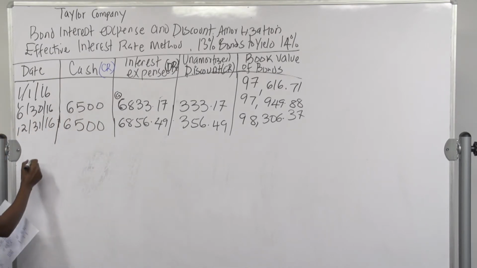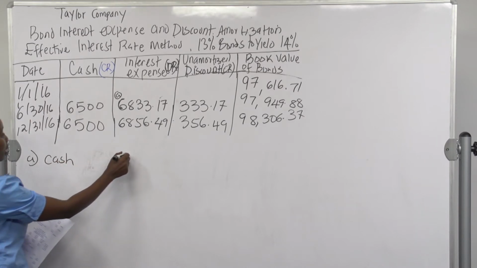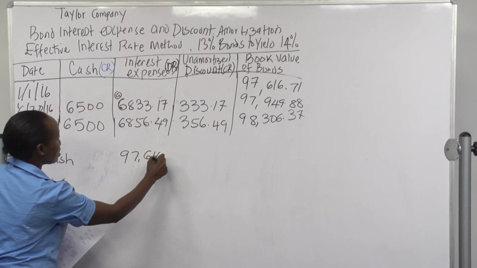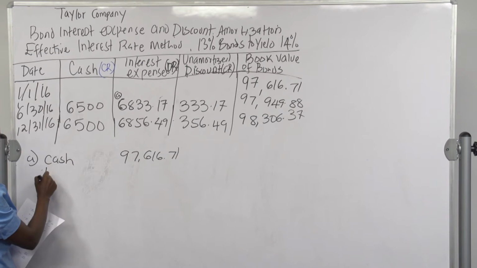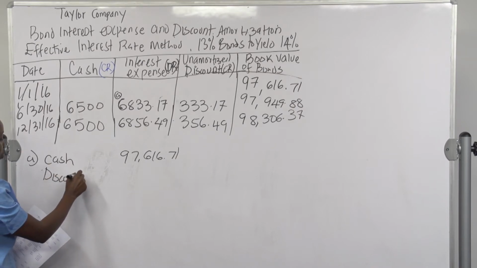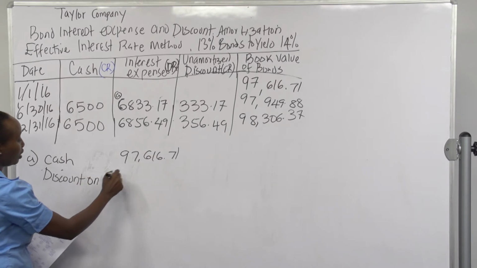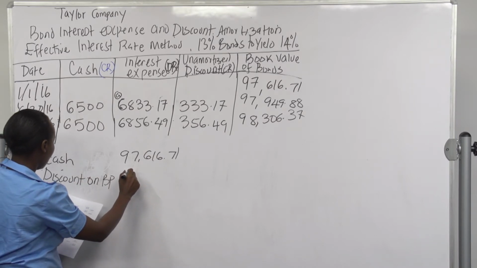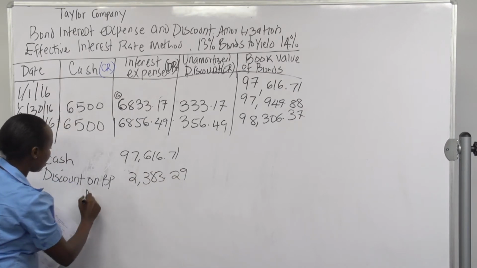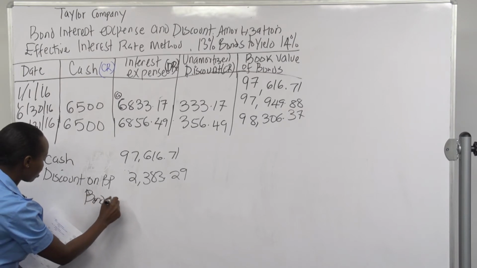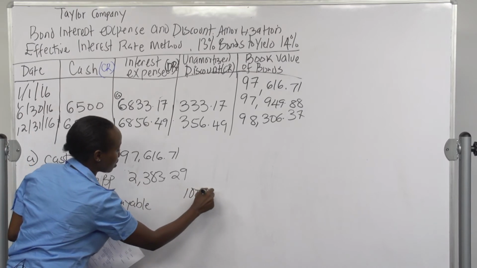The first transaction is to record the sale of the bond. We get cash of 97,616.71. We have a discount in this case because we sold it for less than its face value. Discount on bond payable is 2,383.29, and the bond payable is for the entire stated face value of 100,000.